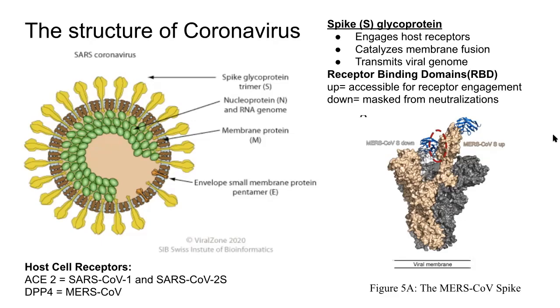In the down conformation, the receptor binding domain masks susceptible epitopes from the human immune response, thus protecting the virus from neutralizing antibodies. In the up conformation, it's accessible for receptor engagement. It is hypothesized that the receptor binding event would trap the receptor binding domain in the less stable up conformation, leading to the gradual destabilization of the spike protein until it is finally triggered to initiate membrane fusion.